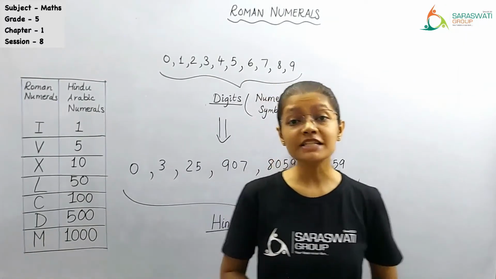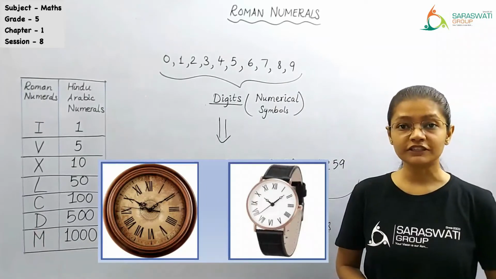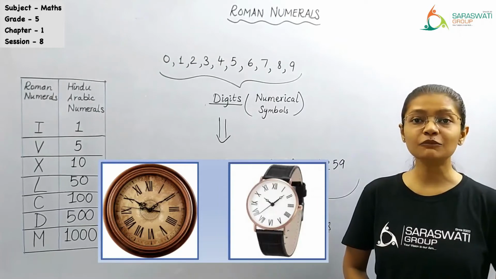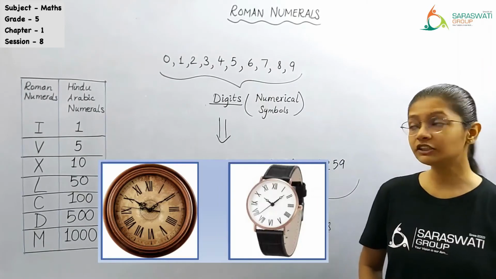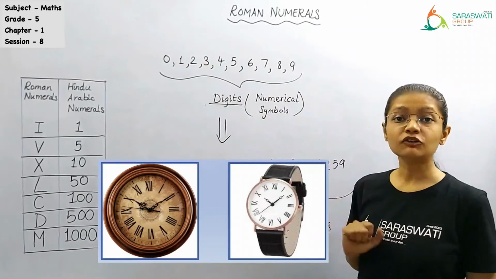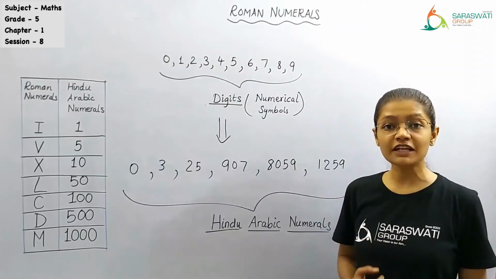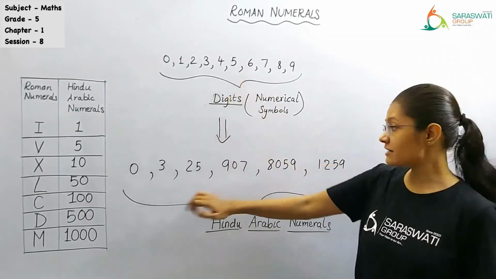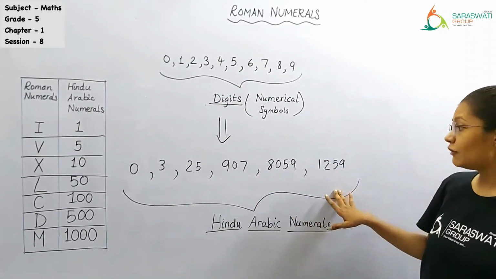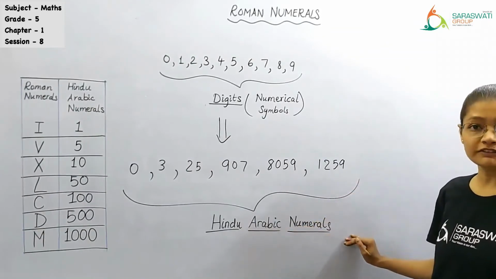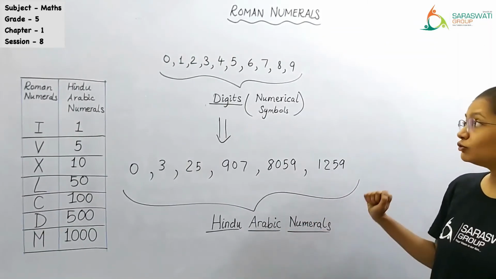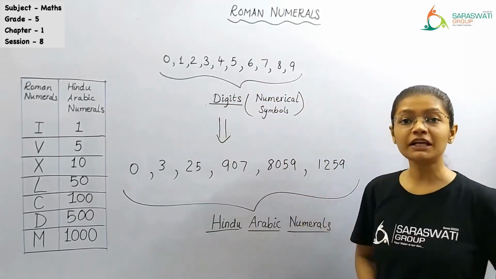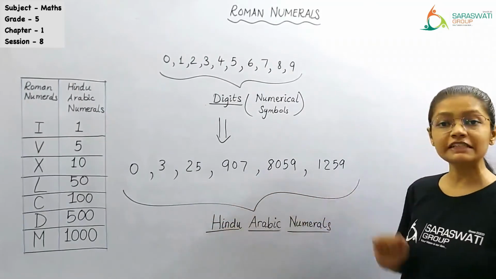Now students, you might have seen in some clocks and watches, as you can see in this picture, that to show the numbers from 1 to 12, letter symbols are used instead of the digits from 0 to 9. Now students, when we write the numbers, we use the digits from this set to write the numbers in this manner, right? These are the Hindu-Arabic numerals that we write, and we use the numerical symbols only.